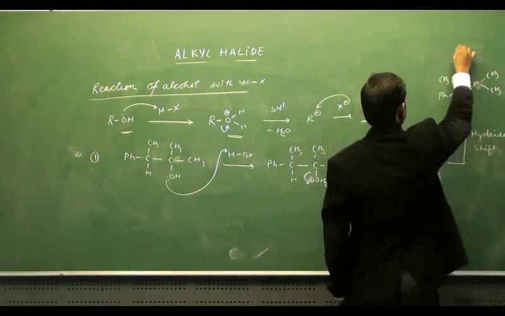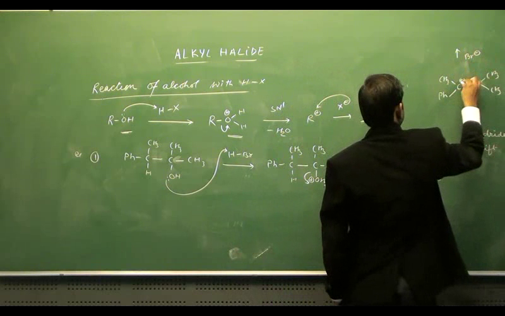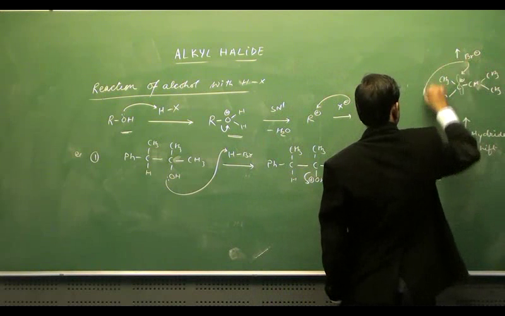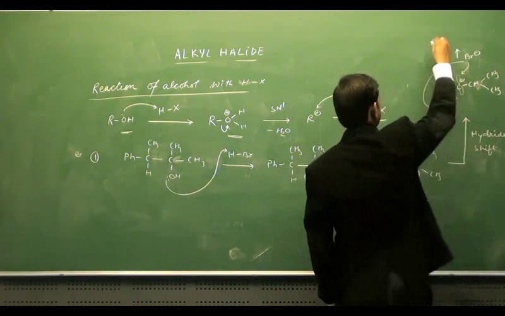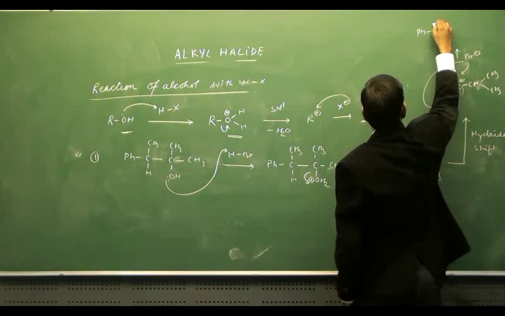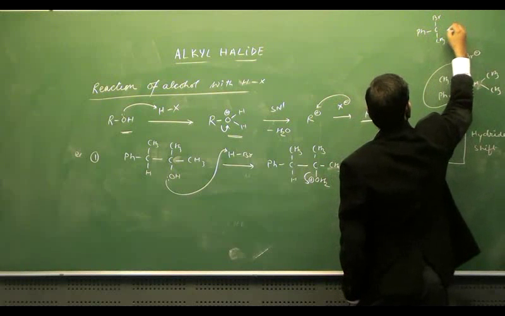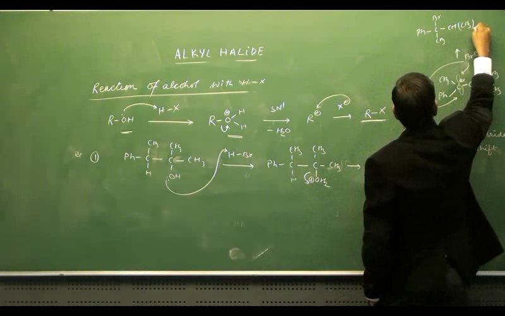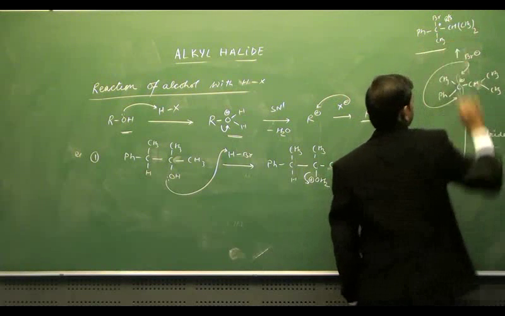Now attack of Br, front or back, gives two products. This is trigonal planar. It may attack from the front, it may attack from the back. So it gives two products, R and S configurations.